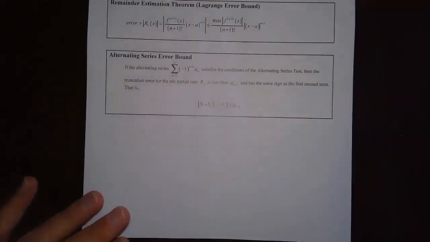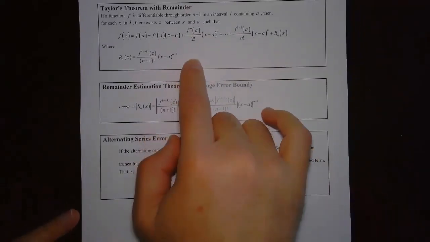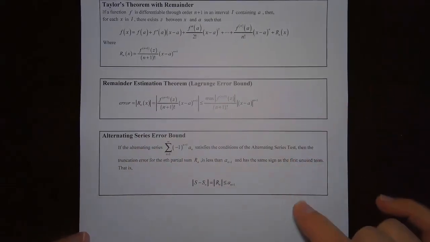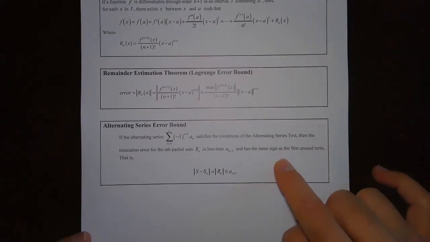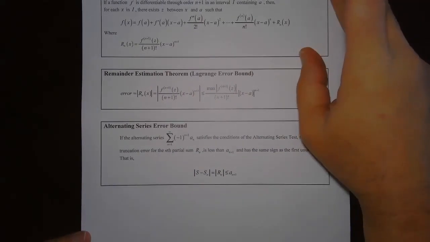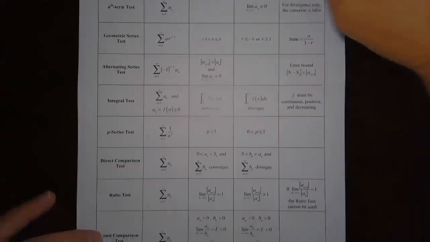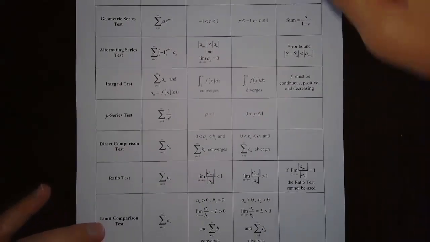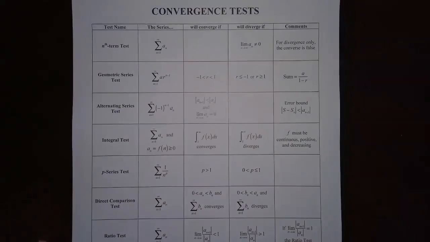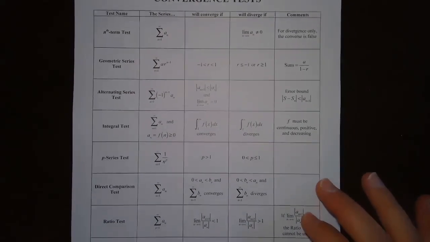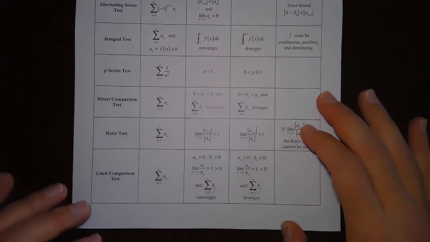Okay. Taylor's theorem with remainder, remainder estimation theorem, or Lagrange error bound, and then you have the alternating series error bound. Okay, and then here's all your convergence tests. Okay, and I cannot zoom out. Sorry, guys. Let me move this slowly so you don't get dizzy. All right. So here's all the different convergence tests, okay, that you should know.